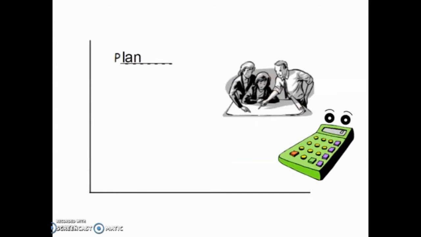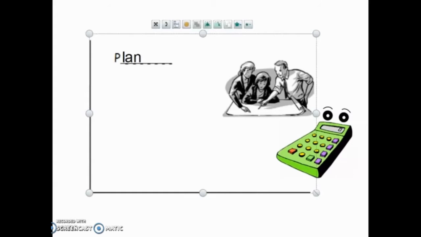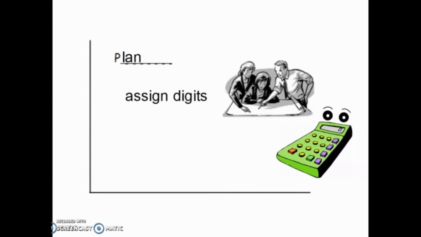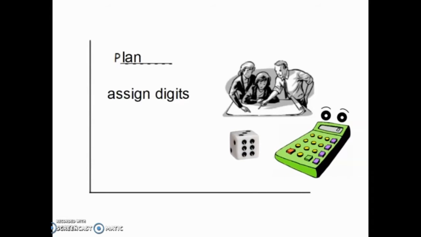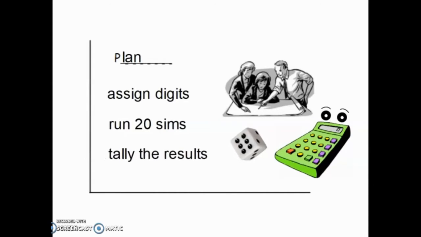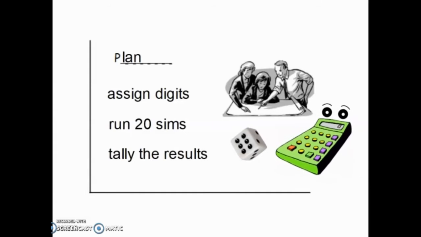So now we are going to plan our simulation. First we're going to assign digits on our die. Since we get circus peanuts 33% of the time, digits 1 through 2 on the die will represent getting the circus peanuts. And digits 3 through 6 on the die mean I get a different candy, like Twix or Kit Kat. Then we're going to run 20 simulations with repeats allowed. So we will roll 5 times per simulation and tally how many times we get 5 in a row.